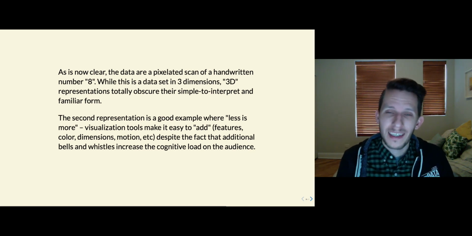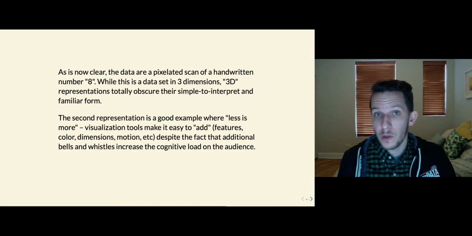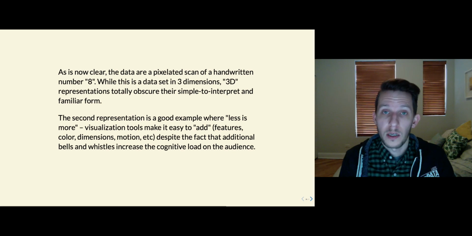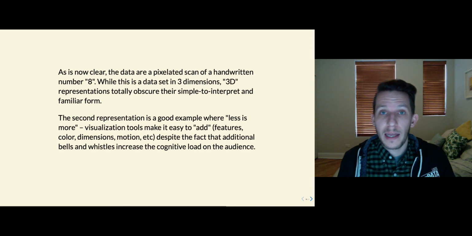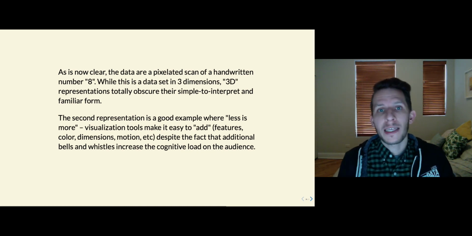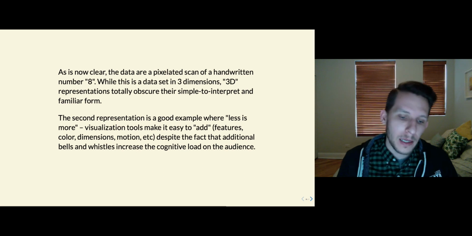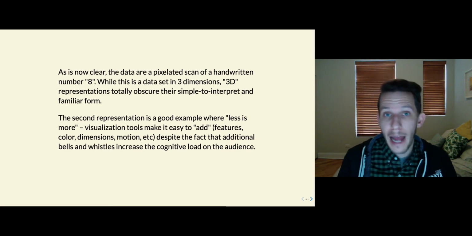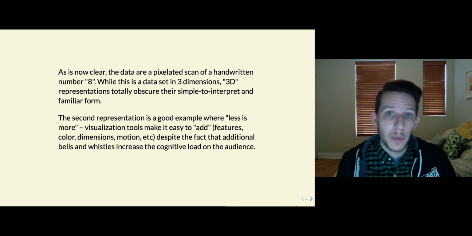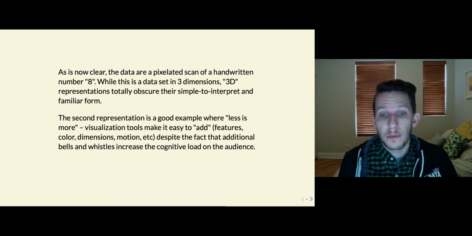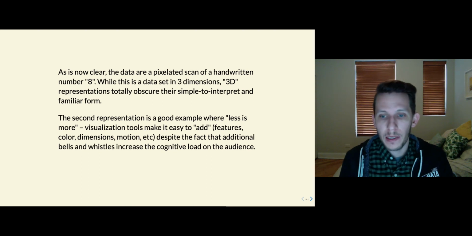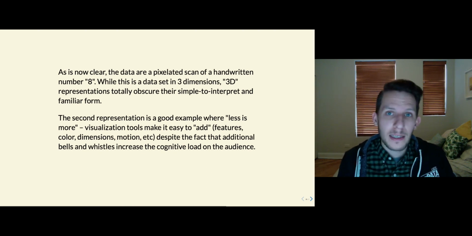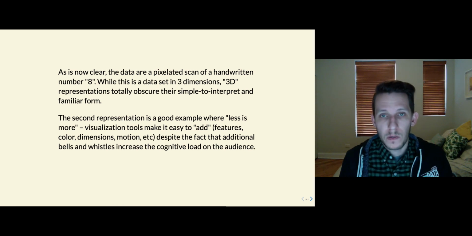So the second representation of the data here is a very good example where less is more. And that's another thing to keep in the back of your mind as we go through the course of this week studying data visualization. Less is very often more. Visualization tools like Matplotlib make it very, very easy to add, right? You can Google Matplotlib, add color, Matplotlib, color axis, Matplotlib, large font, Matplotlib, curly arrows. You can add all kinds of things. There's almost no end to the features that you can add to some sort of plot that you've created with Matplotlib.